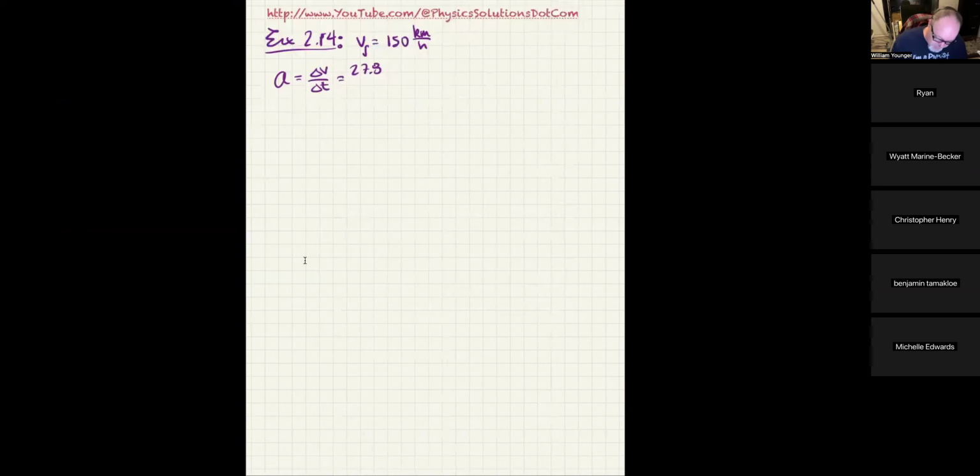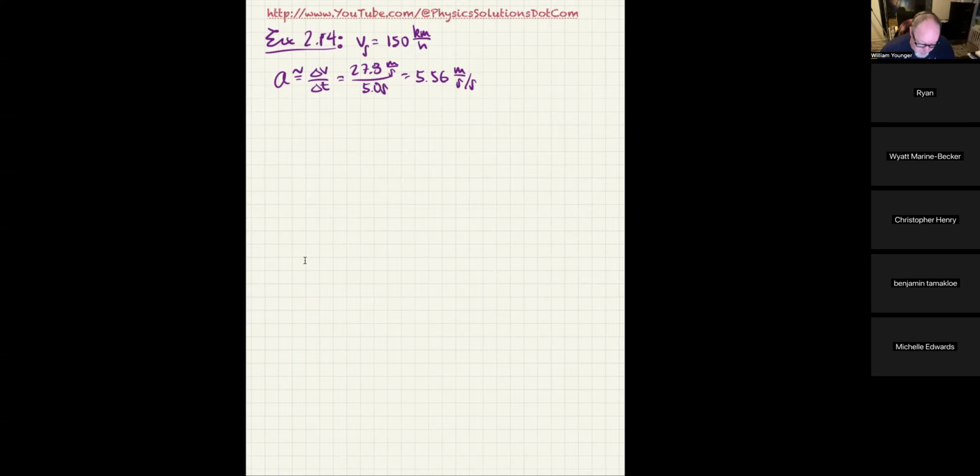So 27.8 meters per second, and that's going to happen in 5.0 seconds. So this is our approximate estimate of the acceleration of the police car. 27.8 divided by 5 gives us an acceleration of 5.56 meters per second every second. Now, that's just a rough order of magnitude calculation to estimate what the acceleration of the car is.